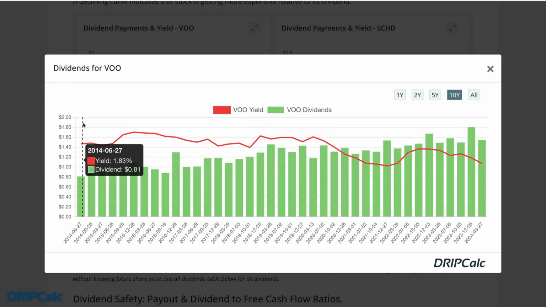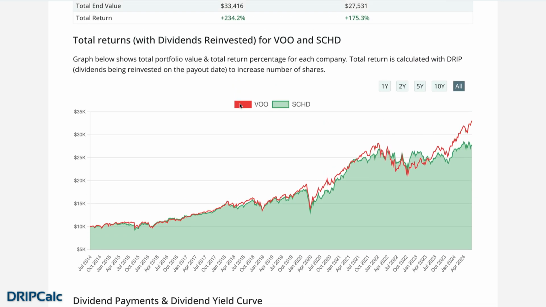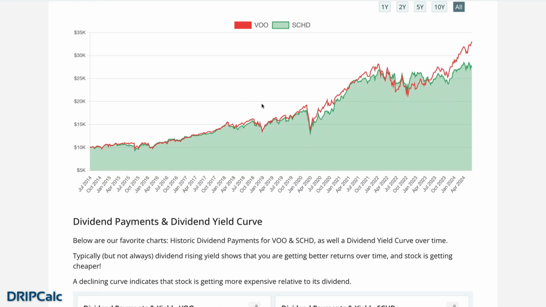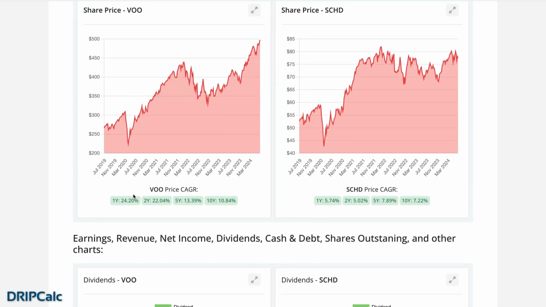And if you look at this dividend chart, this red line is the yield. So you started at 1.83 and you ended at 1.54. So you can see a clear downward trajectory for the dividend yield on the S&P 500. What this means is the share prices of the stocks that make up the S&P 500 outpace the dividend growth, and you can see it clearly here.